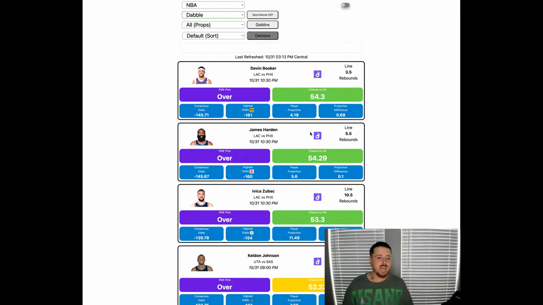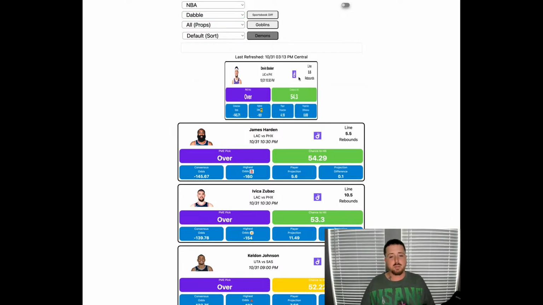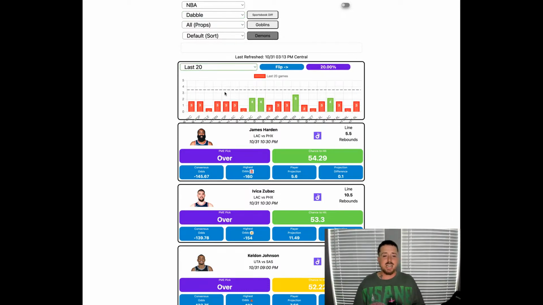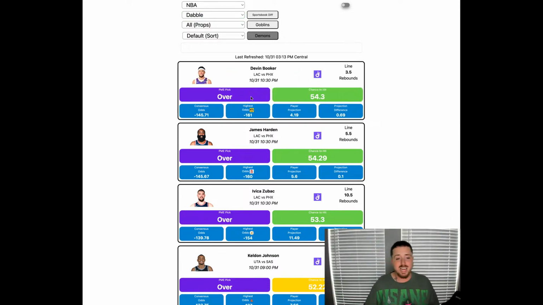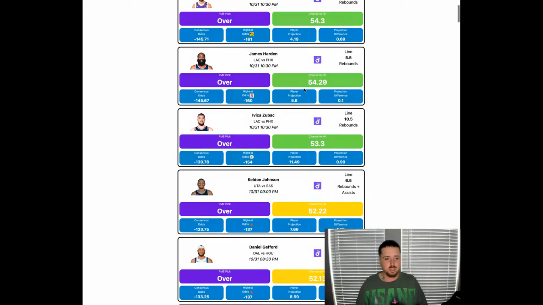The best props on Dabble is Devin Booker over 3.5 rebounds at 54% chance to hit. Minus 145 consensus odds on the over. Gets as high as minus 161 on Parlay Play. Really nice. Projection of 4.19, a 0.69 projection differential. We look at his last 20. He's hit this in only 20%, but the data loves the over rebounds for him on Dabble.